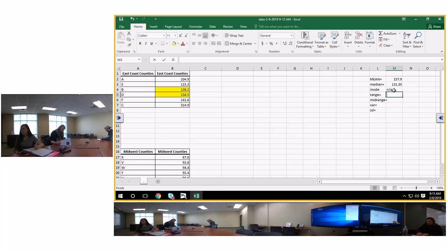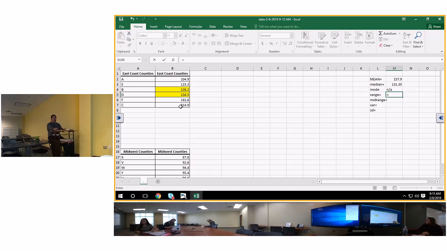Range is equal to the highest minus what? Lowest. And I forgot to color that yellow. Mid-range, parentheses, is equal to the highest plus the lowest, or the lowest plus the highest, divided by 2.